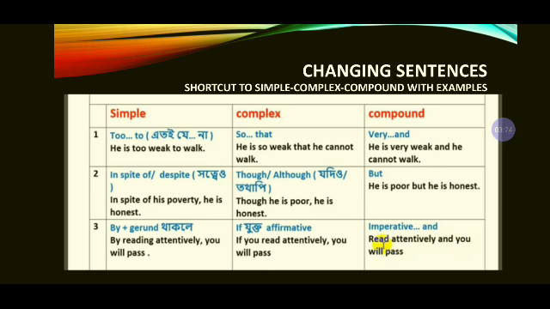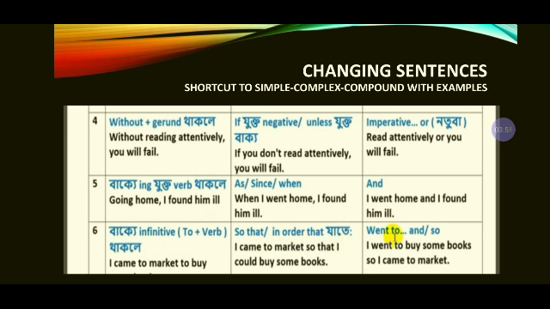Number 4. In the simple sentence, you will have without plus gerund, and to change it into complex, if plus negative or unless, and in the compound imperative or. Let us see some examples for these changes. Without reading attentively you will fail.